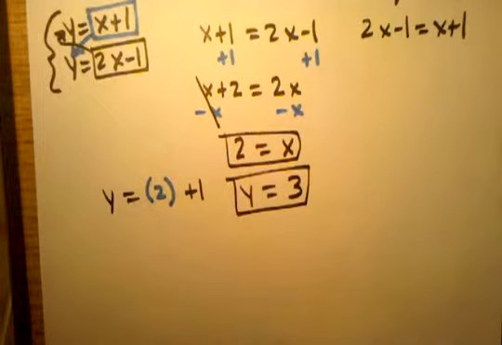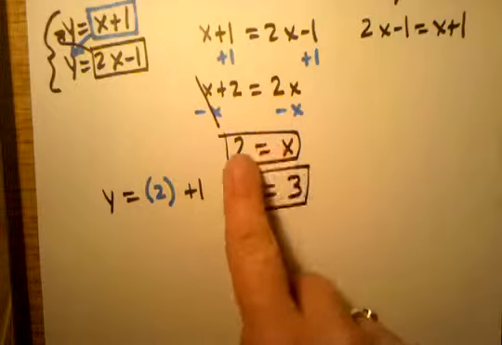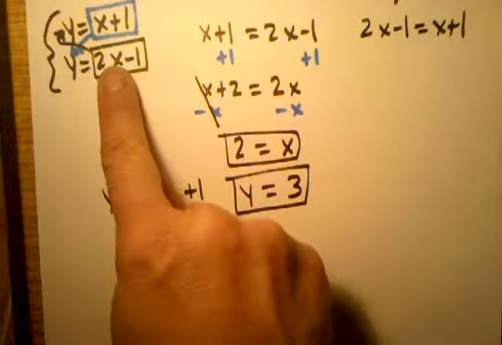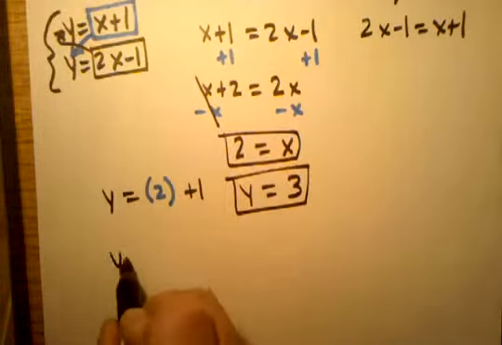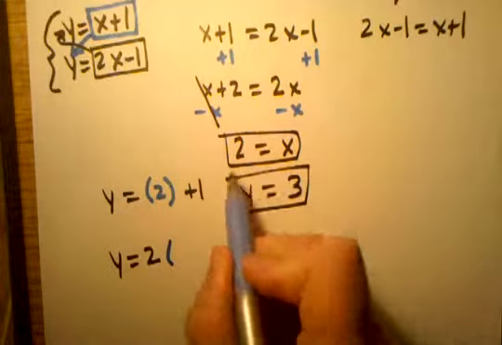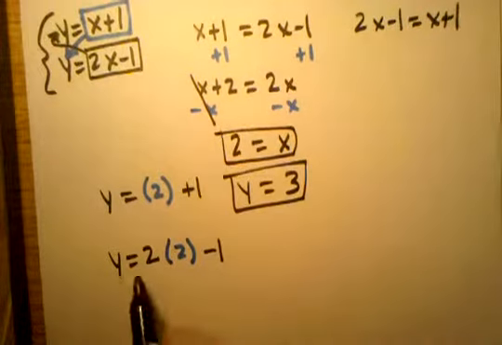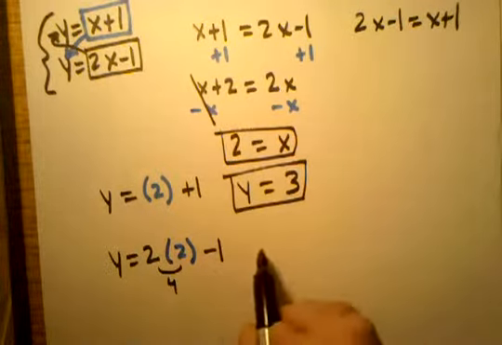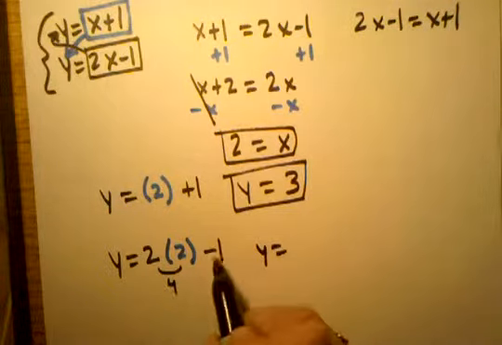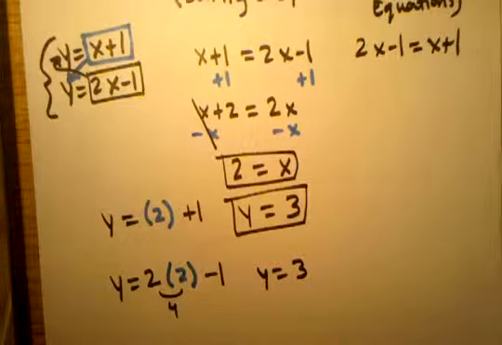Now just to show you that it doesn't really matter which equation I use to plug this x in, I'm going to do it with the other equation now. So let's do it for y equals 2 times, what is x? x is 2, minus 1. If I solve for that, here I get 4, and I end up with y equals 4 minus 1, which is 3. I get the same answer again. That's just to show you that it really does work.